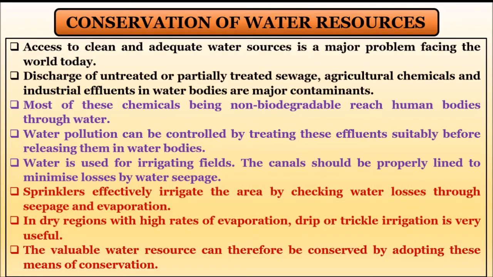And those regions which are dry or which have a high rate of evaporation because of the temperature, one can use trickle or drip irrigation, and one can save an enormous amount of water by using these methods. Okay, guys.